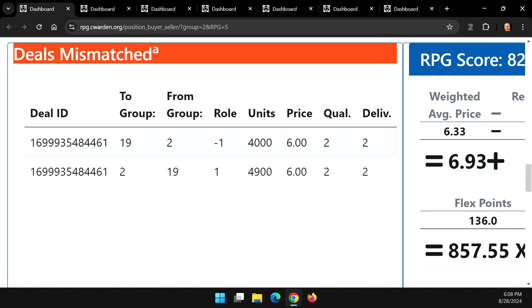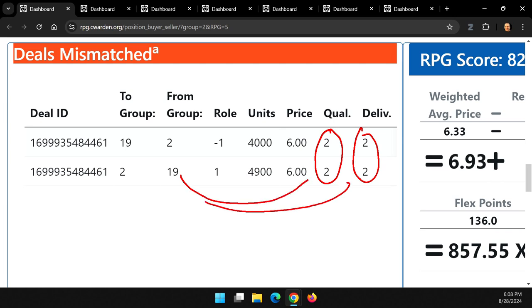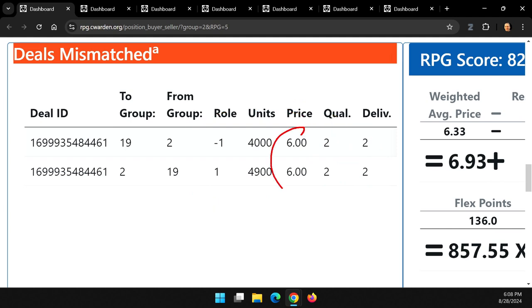Now these numbers should all be exactly the same, because group 19 sent this 2-2 and group 2 sent this 2-2, and that's because they agree. They agreed on the delivery speed. They agreed on the quality of the product. They agreed on the price of the product. So these numbers must be the same.